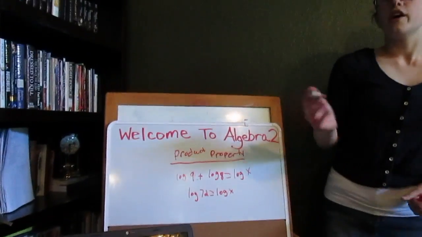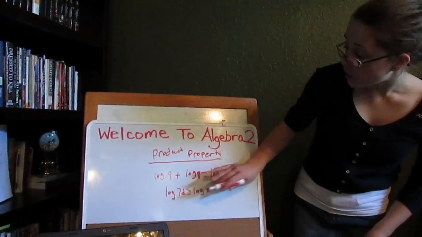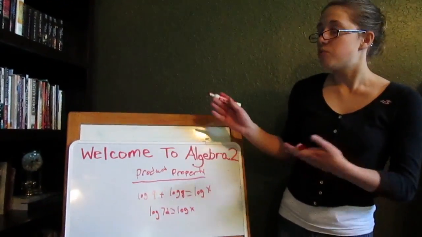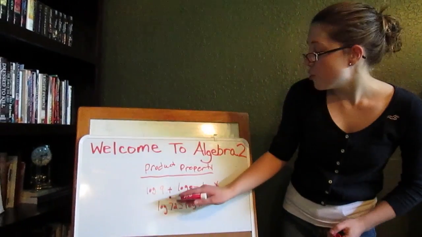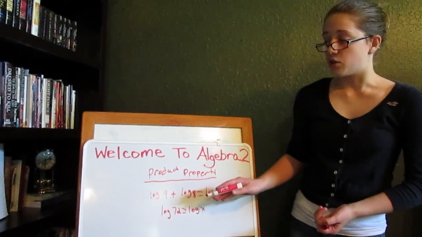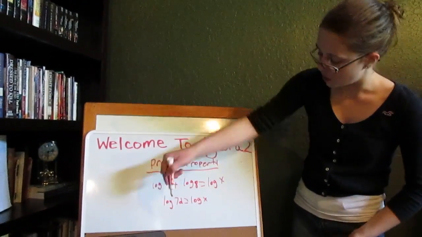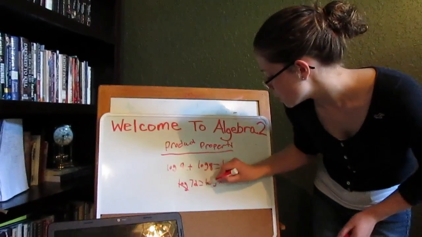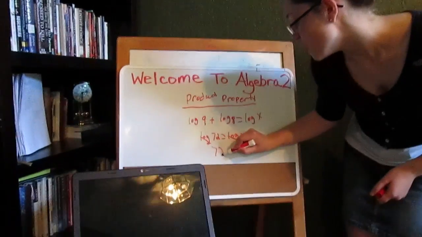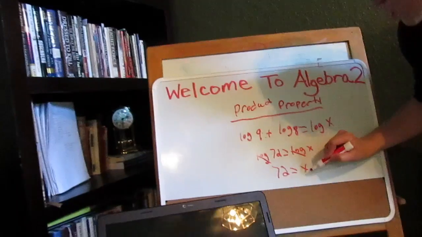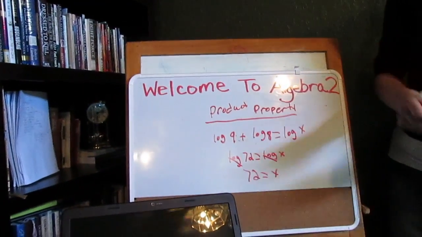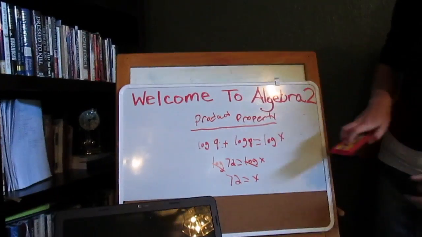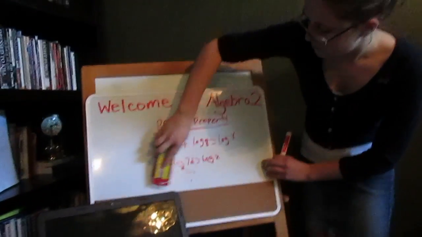Just as we stated before in the previous example, the equality property of logarithms states when the bases of two logarithms are equal, the arguments are also equal, if they are equal to one another. So eliminate the logarithms, and you are left with 72 equals x. That is the solution for this.